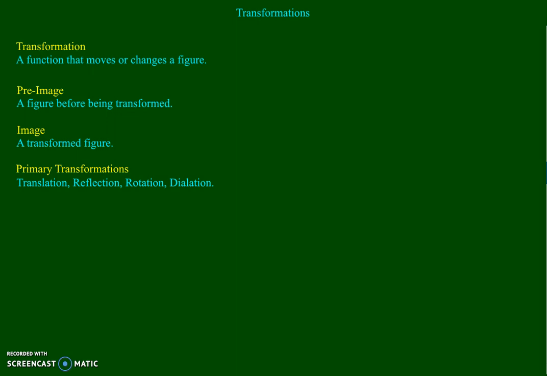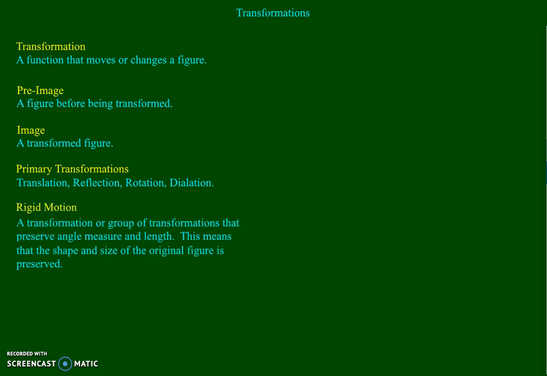Now, one of the other primary terms we need to understand is the concept of a rigid motion. A rigid motion is a transformation or group of transformations that preserves angle measure and length. This means that the shape and size of the original figure is preserved. The three transformations that are rigid motions are translation, reflection, and rotation. So we're going to cover those first. So let's talk about translation.